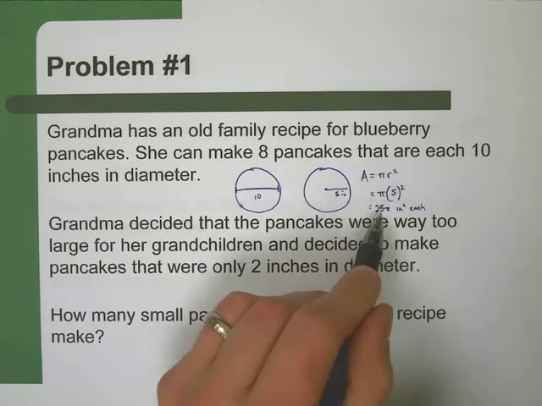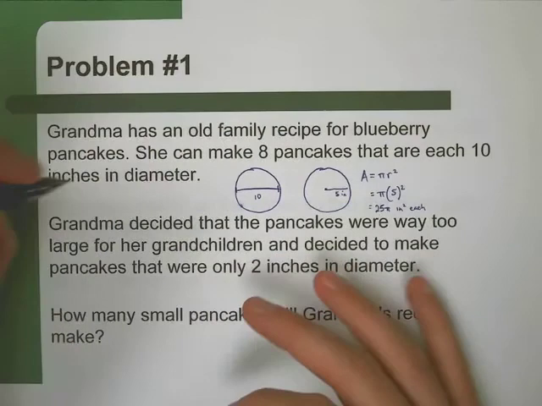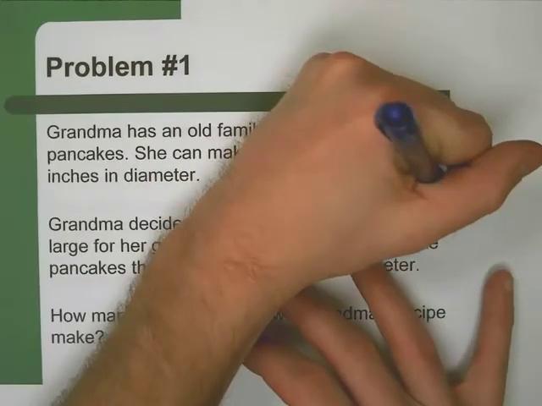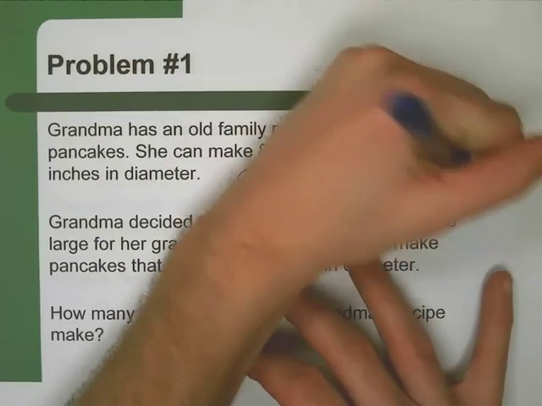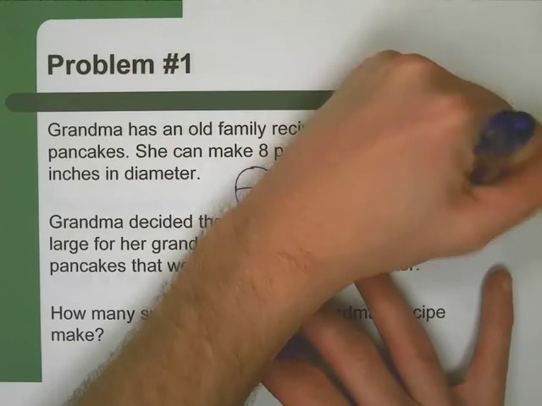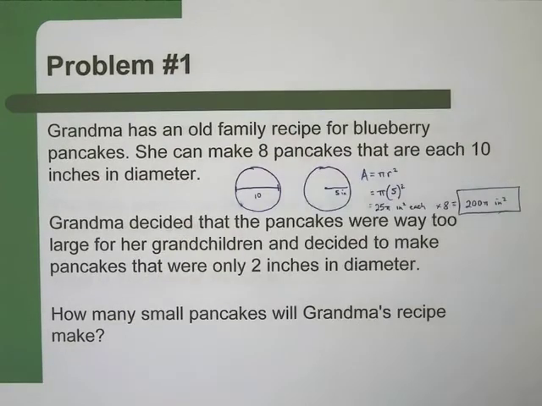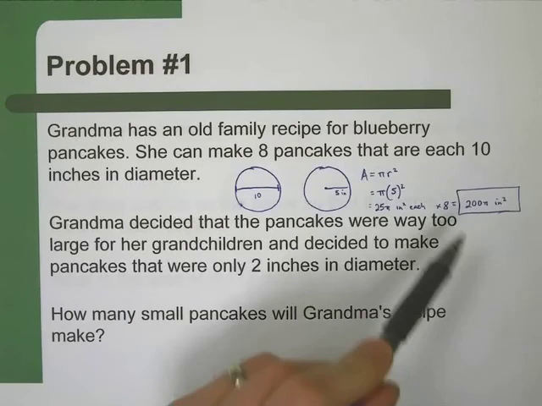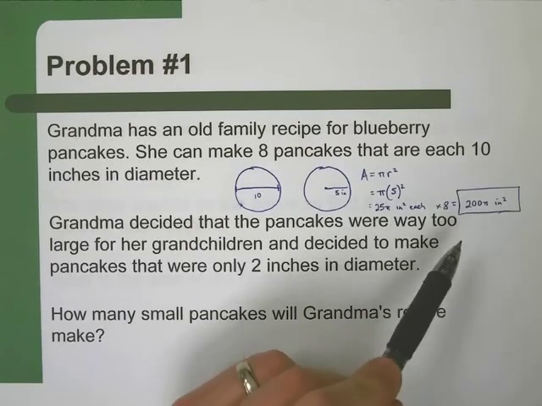So think like dollars and cents, right? If I had a quarter, if I had 8 quarters, I'd have $2. So 25 pi times 8 would give me 200 pi square inches. So here's what we know. Grandma's recipe, as is, will make 200 pi square inches of pancake.